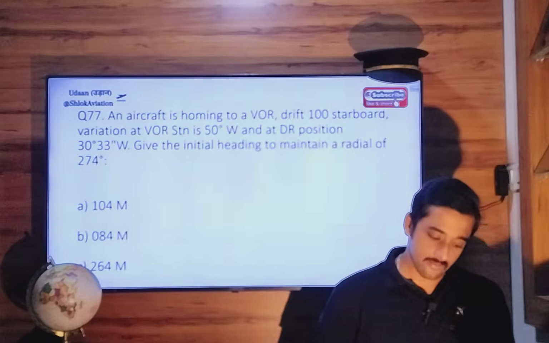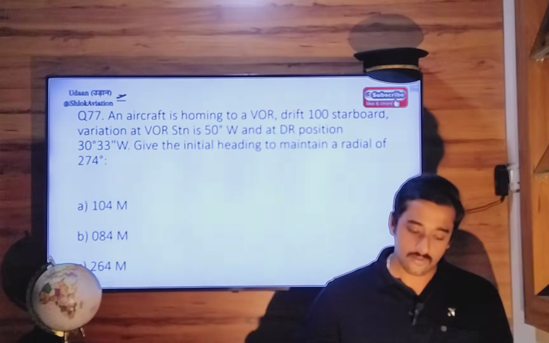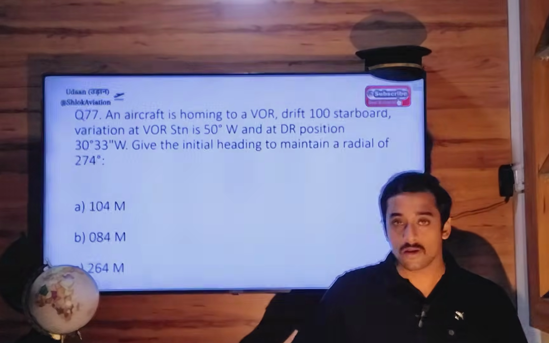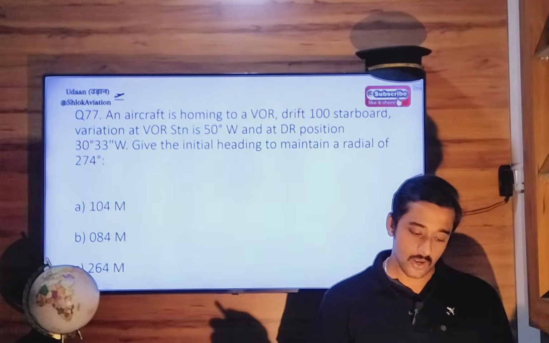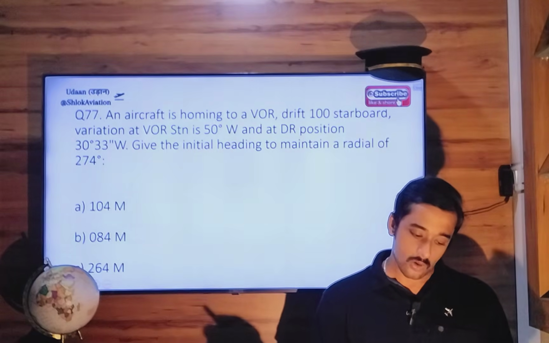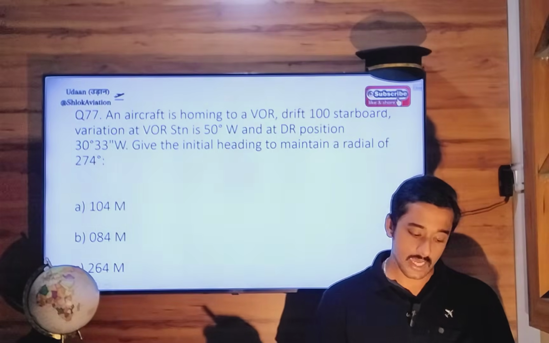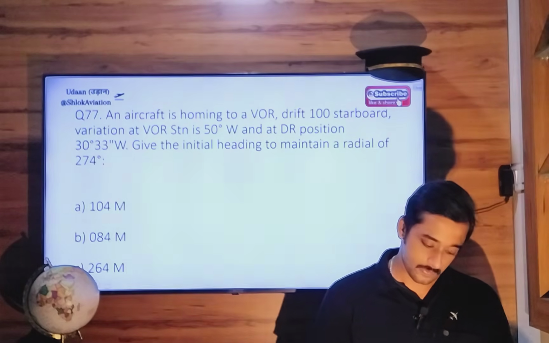Question number 77. Aircraft is homing to a VOR station. Drift is 10 degrees starboard. Okay. Variation at VOR is given. Variation at aircraft location is also given. What is the initial heading to be maintained to maintain a radial of 274?